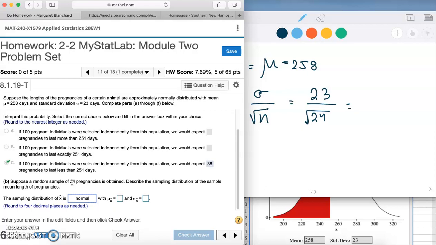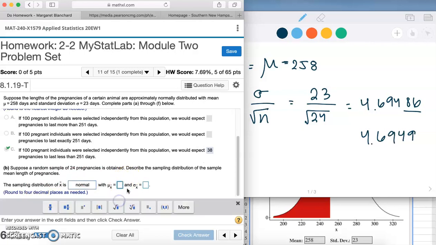All right, we're going to get 4, and we need to round to 4 decimal places. So we're going to go to 5. So we have 4.69486. When we round that, we get 4.6949. So let's type in our answers and make sure we're correct.